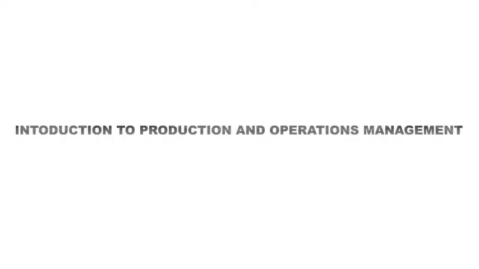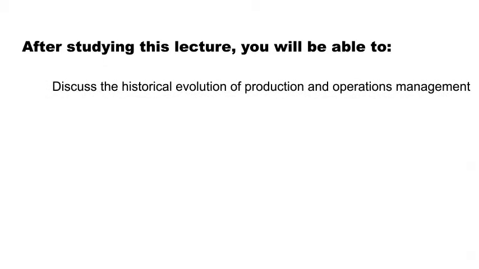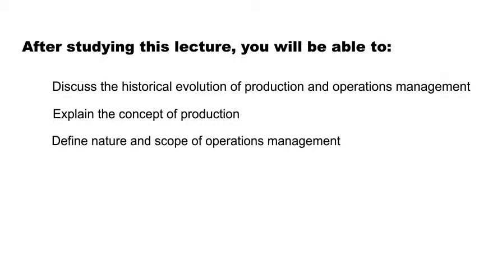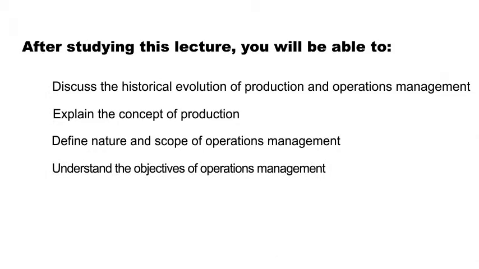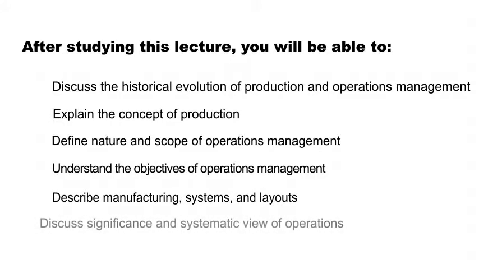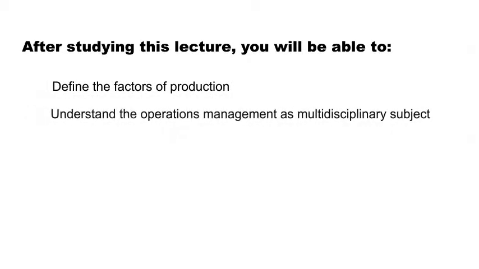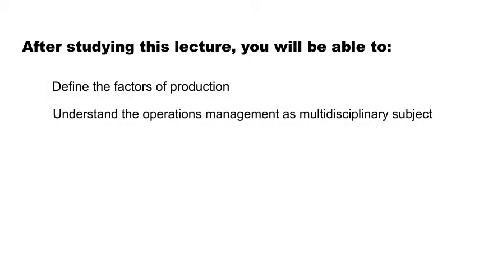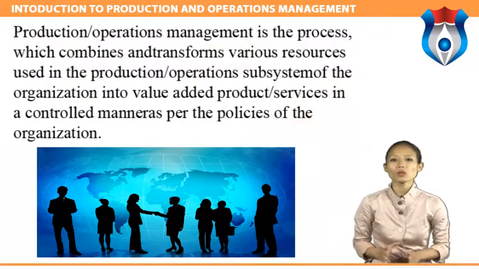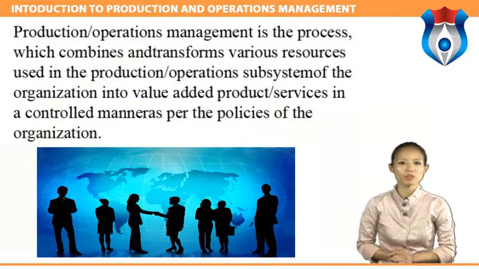Lecture on Introduction to Production and Operation Management. After this lecture, we will be able to learn the following objectives: discuss the historical evolution of production and operation management, explain the concept of production, define nature and scope of operation management, understand the objectives of operation management, describe manufacturing system and layouts, discuss significance and systematic view of operation, define the factors of production, understand operation management as a multidisciplinary subject. Let's start with the concept of production and operation management.